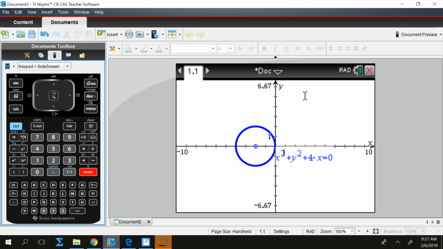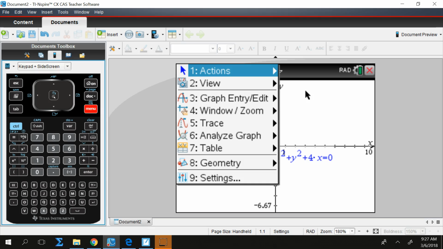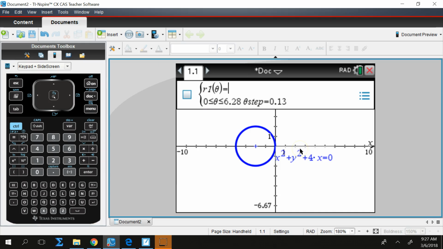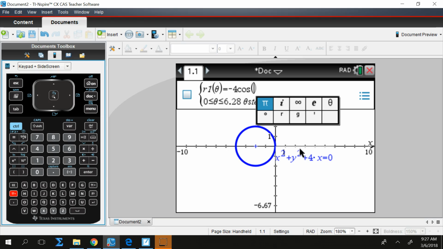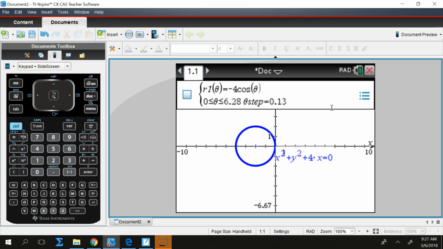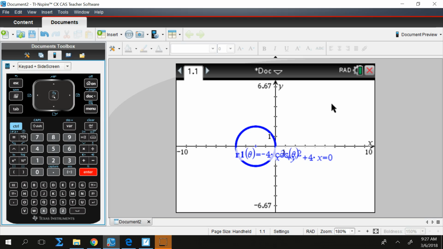Okay. Polarity-wise now, if I were to graph r equals negative 4 cosine of theta, it should go right over the top of this graph. r equals negative 4 cosine of theta. Right over the top. Okay. So they are one and the exact same thing.